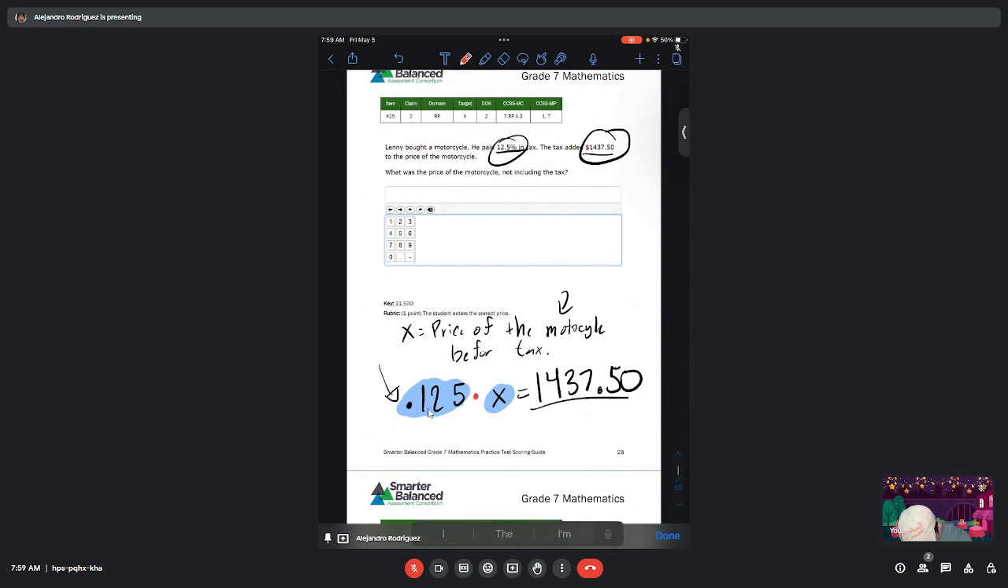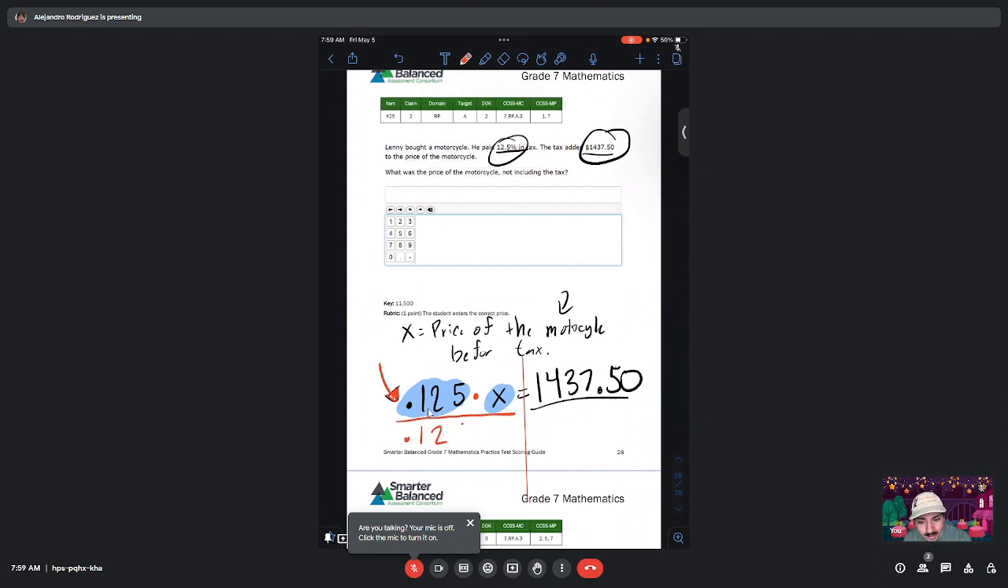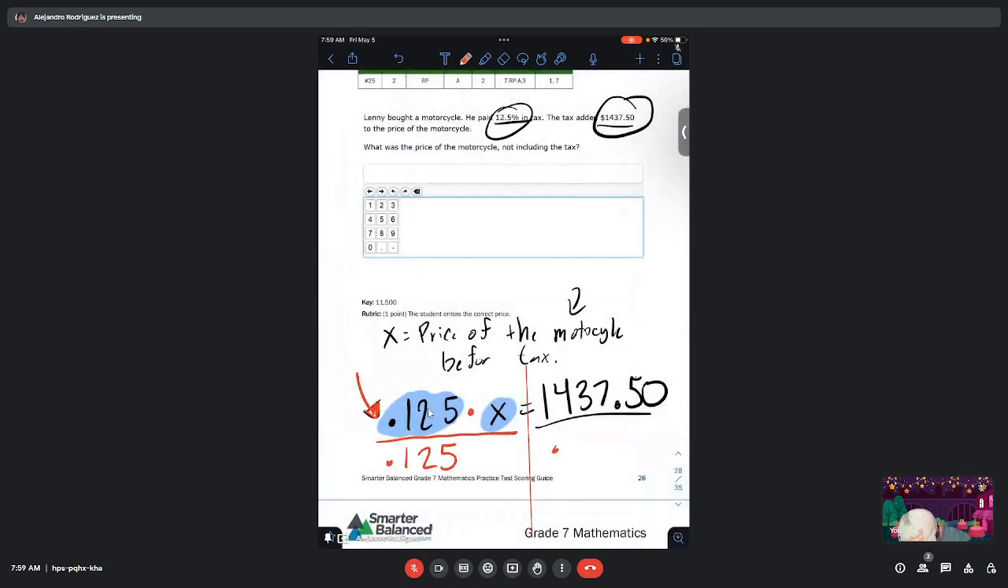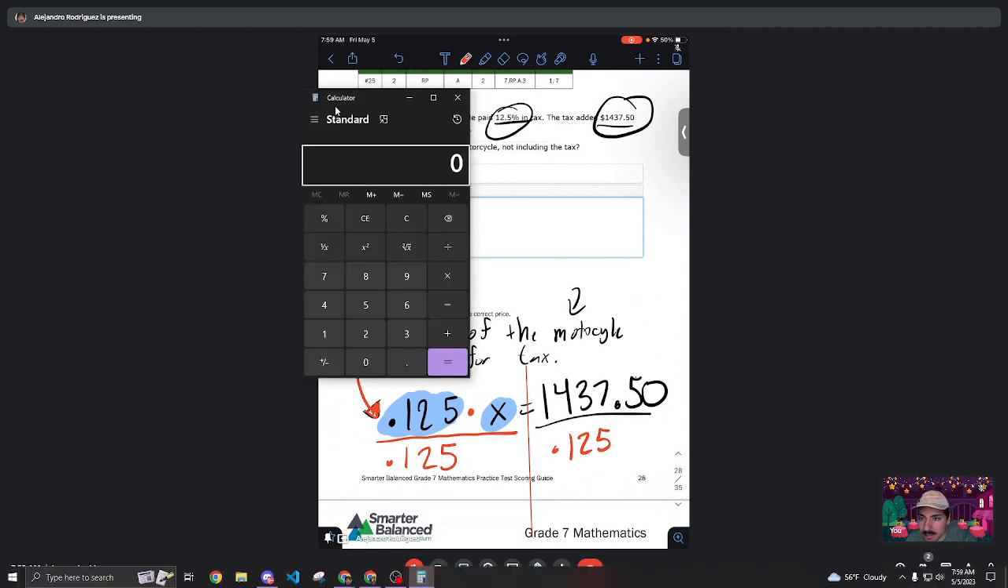So I'm going to go ahead and make my barrier, as we always do. And then on the side of x, what's bothering us? In this case, it's this 0.125. So let's go ahead and get rid of that by dividing by 0.125. And then what you do to one side, you've got to do to the other side. And luckily, for this problem, you should be given a calculator because this is section 2 of the exam. So we can go ahead and use our calculator to make this problem a little bit easier.